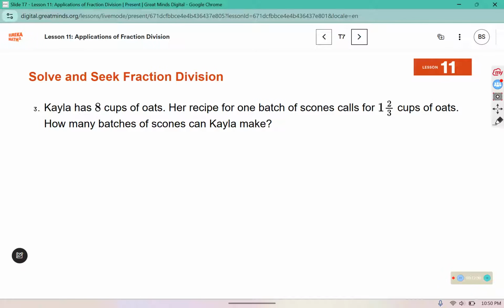Kayla has 8 cups of oats. Her recipe for 1 batch of scones calls for 1 2/3 cups of oats. How many batches of scones can Kayla make? So she has this much, and each batch uses this much. So to figure out how many batches, we're going to divide the 8 by the amount used in each recipe.